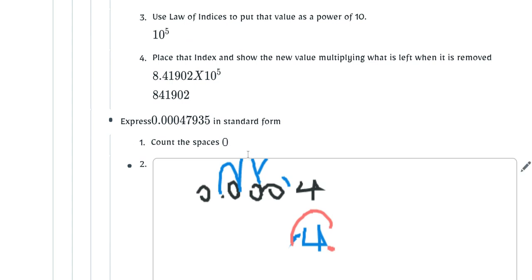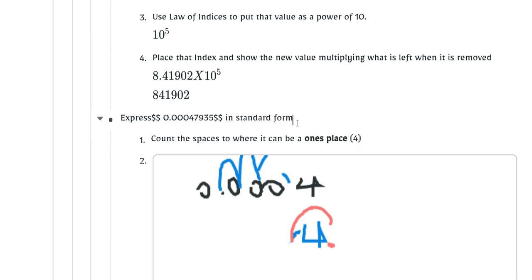That's the rule. Count the spaces to where it can be a ones place. Remember the place value system? Ones place, right? So in this case, it is 4. So I'll still give you the point because you said 4 firstly after 0.